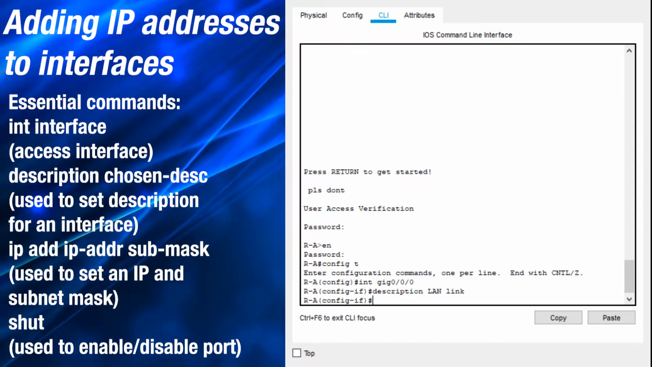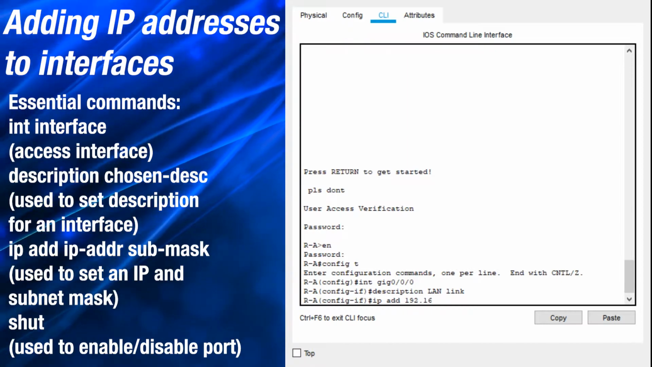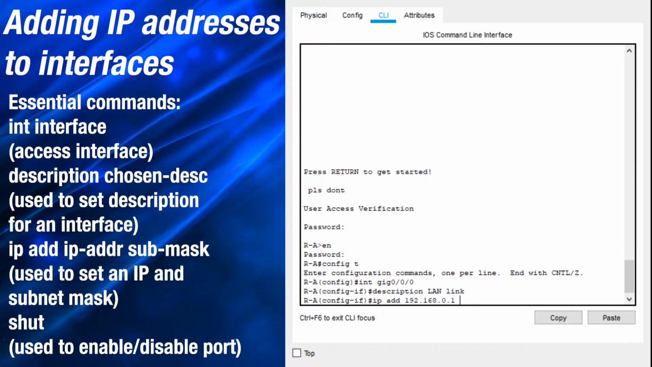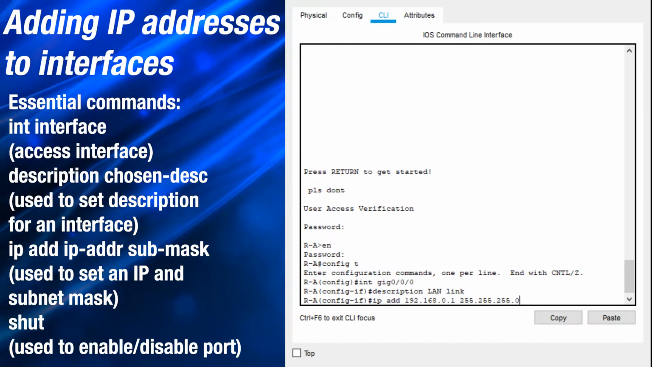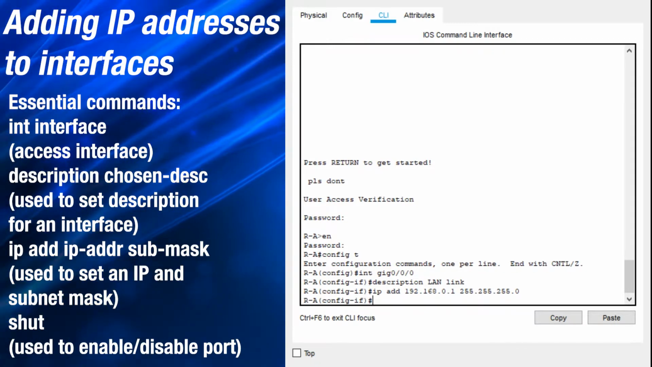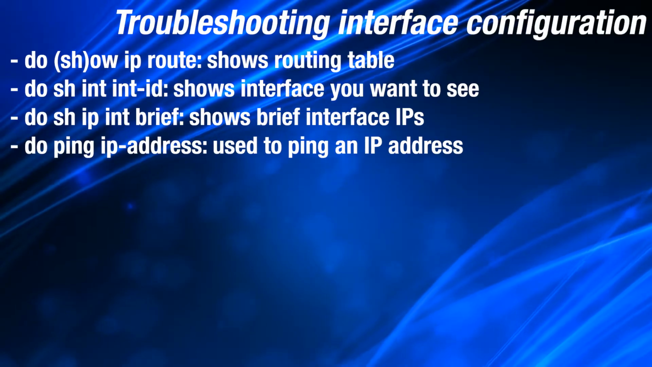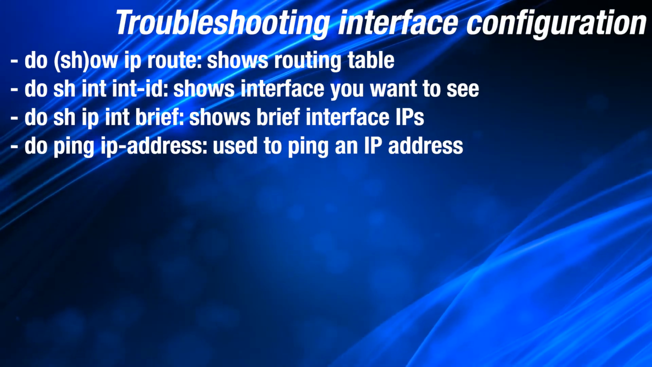After this, you can configure an IP with the ip add command, followed by the IP and the subnet mask. These links are not on by default, so you'll want to type no shut to turn them back on. Here's some commands you can do to view your interface and routing configurations.